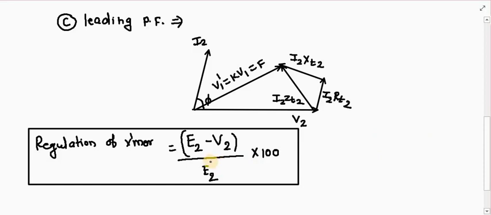So referring to the simple or approximate equivalent circuit of the transformer, referred to the secondary side, we have drawn the phasor diagram and we have written the formula for the regulation. Similarly, you can refer the simple equivalent circuit of your transformer to the primary side and find out the regulation, right? So again I will draw, let us take one new sheet.